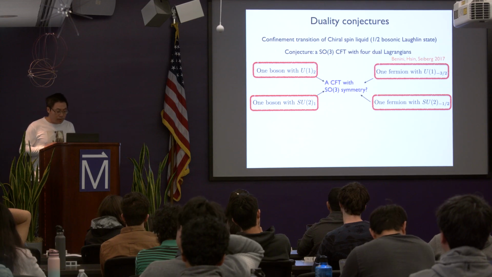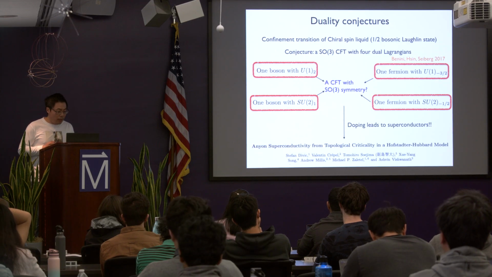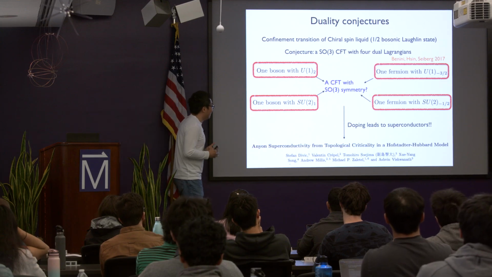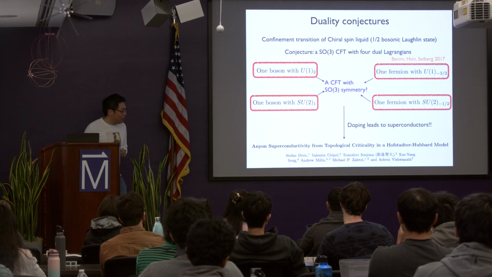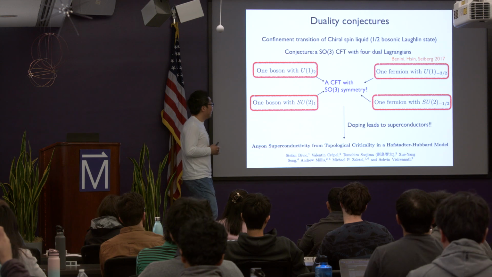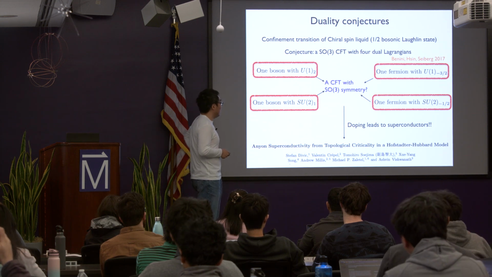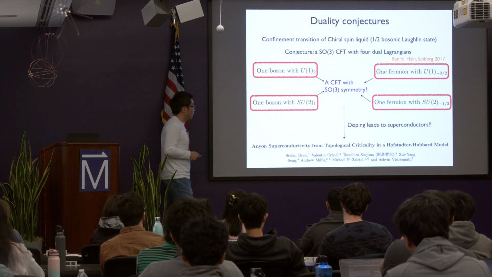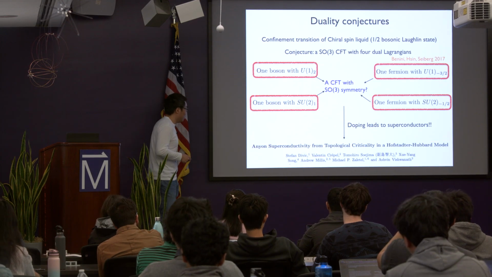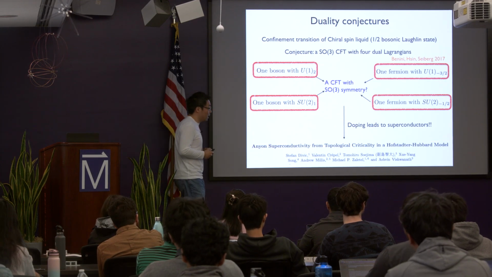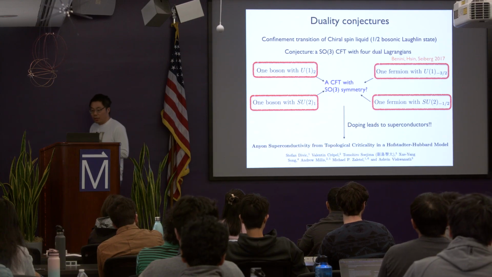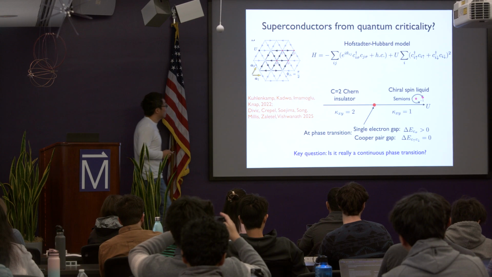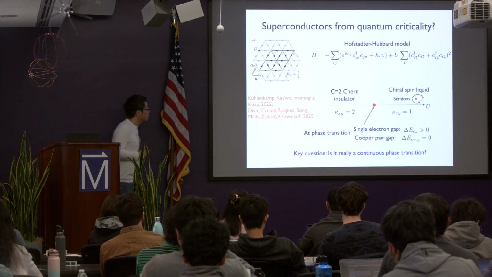Another, newer development is that people propose that for these phase transitions, if you dope it with fermions, it will actually lead to superconductors. They call this anyon superconductivity from topological quantum criticality. I feel it's a very interesting proposal, so let me spend some time to explain it.